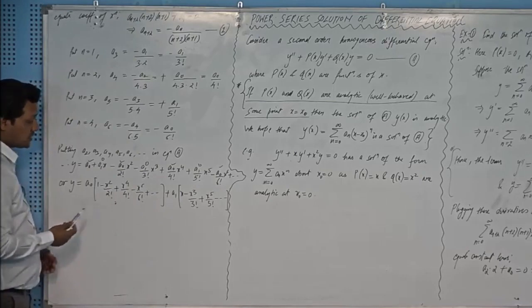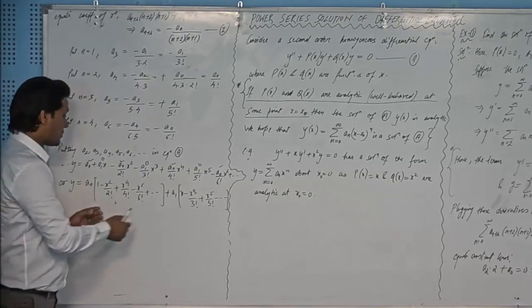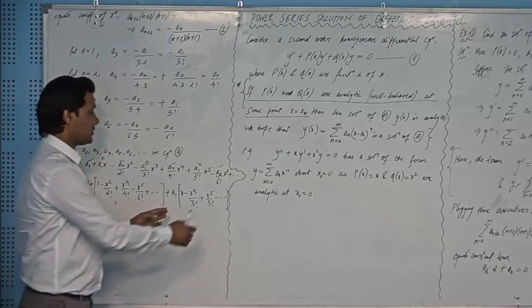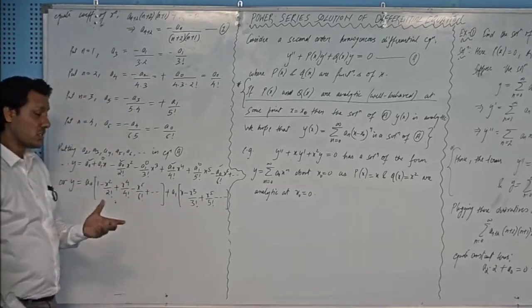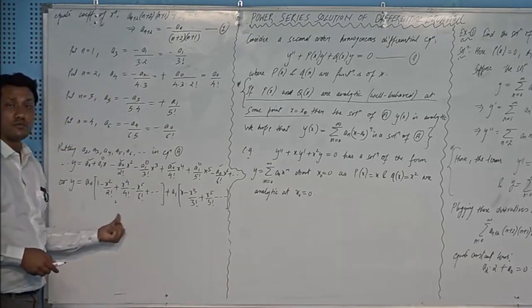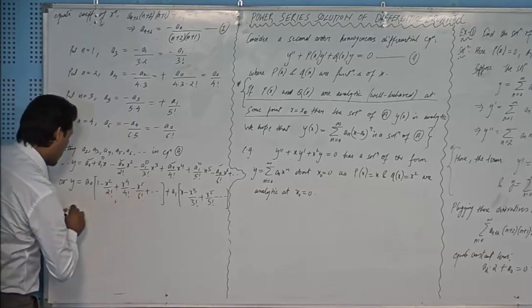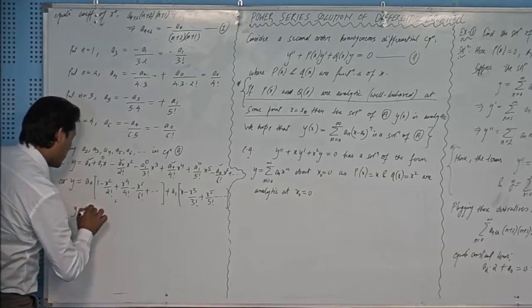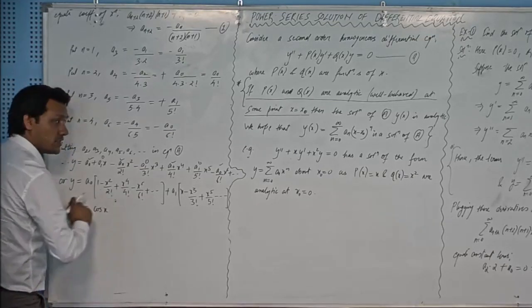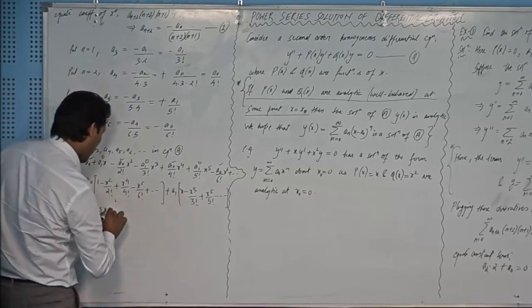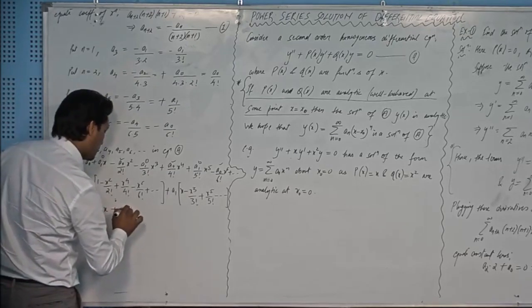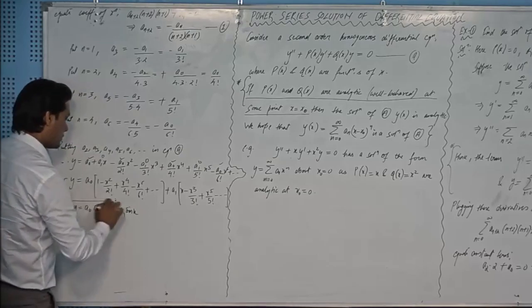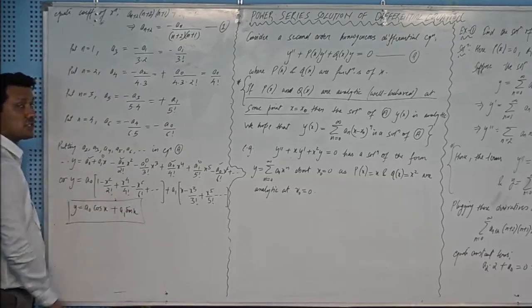But here you can see that with this arbitrary constant you are getting an infinite series, and this is also an infinite series. And you can recognize these series. These series are very famous series. This is a series of cos. You can write this as A naught cos x. You know that this series is for cos x, and this is for sin x. So your solution is this: A naught cos x plus A1 sin x.